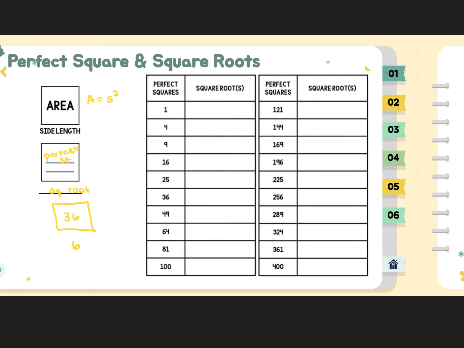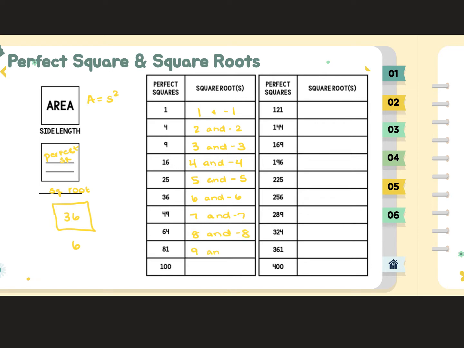So we know that the square root of 1, the positive and negative, is 1 and negative 1. For 4, we have 2 and negative 2. For 9, 3 and negative 3, because we're looking at the positive and the negative. For 16, we have 4 and negative 4. For 25, we have 5 and negative 5. 36, we have 6 and negative 6. For 49, 7 and negative 7. For 64, we have 8 and negative 8.